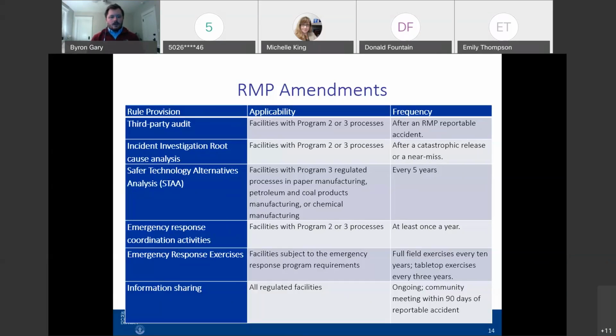And finally, all regulated facilities were subject to new information sharing requirements under the RMP amendments rule. There was an ongoing requirement to post publicly how to reach the company to get a copy of certain newly public information, as well as requirements for a community meeting within 90 days of any RMP reportable accident. So that's the RMP amendments rule highlighted from January 2017.